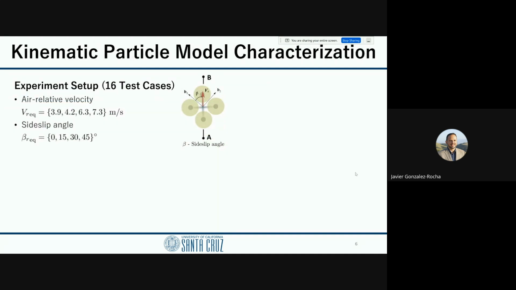Great. So now that I've set this frame, let me tell you what's involved in characterizing each one of these models. I'll start first with the kinematic particle model.